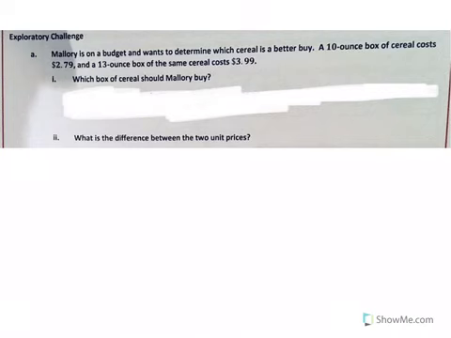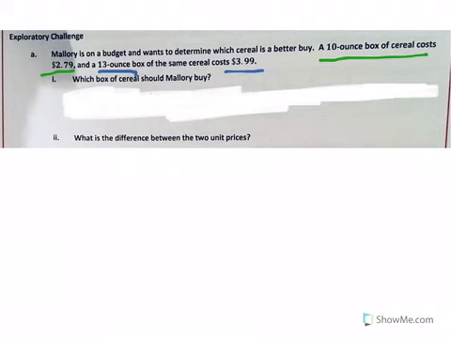Okay, here's our first example. Mallory is on a budget and she wants to determine which cereal is a better buy. This is a really good real-life example because you see this anytime you go to Target or Price Chopper or Walmart or Hy-Vee. You might want to buy a box of cereal and you see there are multiple brands, multiple sizes, and so you want to get the best deal. So she's looking for the best deal. A 10-ounce box of cereal costs $2.79. And a 13-ounce box of the same cereal costs $3.99. So it costs a little bit more, but it's also a little bit bigger. Which box should Mallory buy?